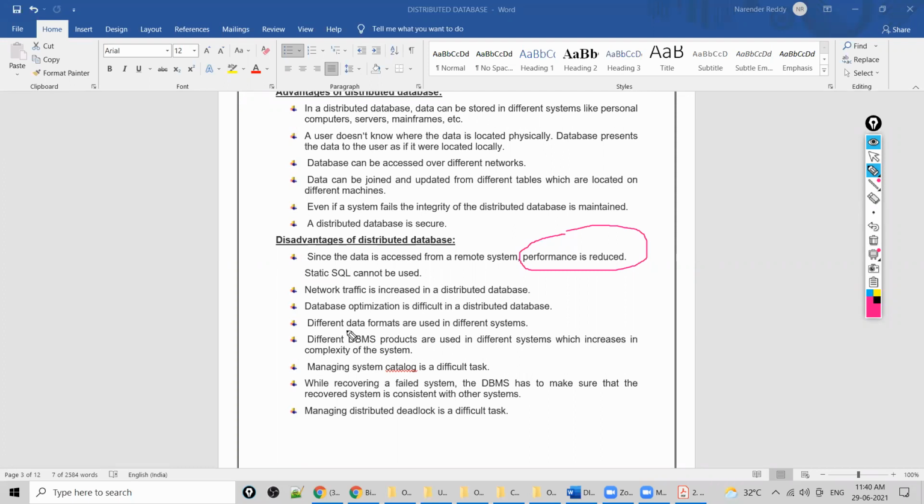Next, database optimization is difficult to do in a distributed database. Simple, madam: performance reduced, next increased network traffic, third disadvantage database optimization is difficult. Fourth one, different data formats are used in different systems. Remember the disadvantages of distributed database: first, performance is reduced; next, network traffic is increased; database optimization is difficult.